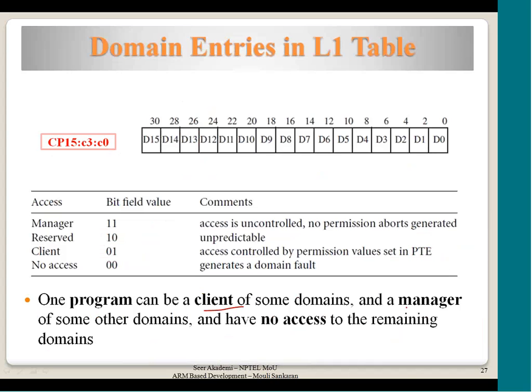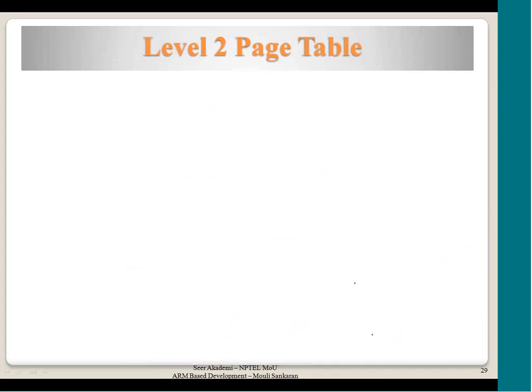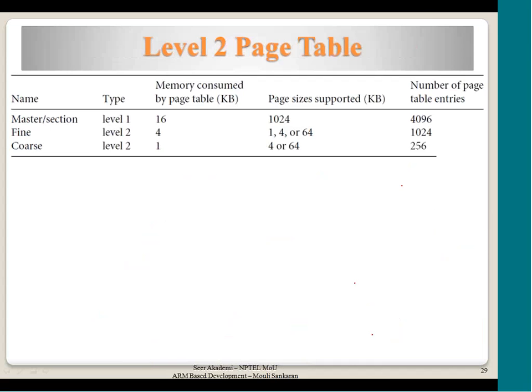So, one program can be a client of some domain and a manager of some other domain, and have no access to the remaining domains. So, for a program with a particular virtual space, it could behave as a different domain, and you can have that control also. Okay, that is about the L1 page table and domain. Now, let me tell you what L2 is.